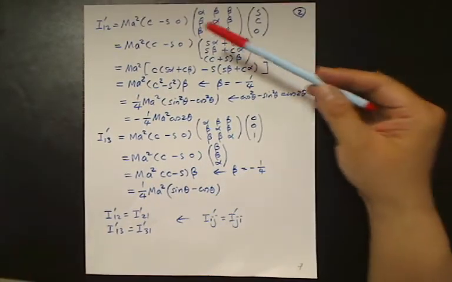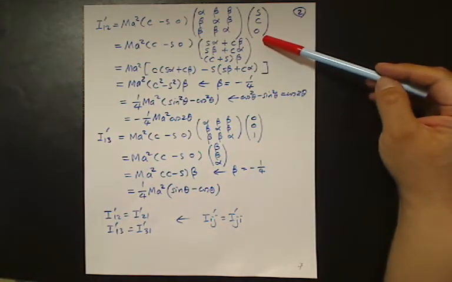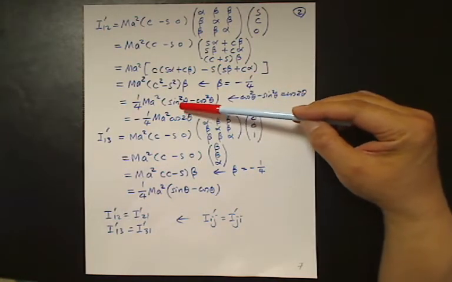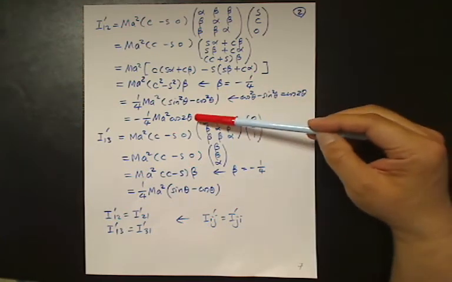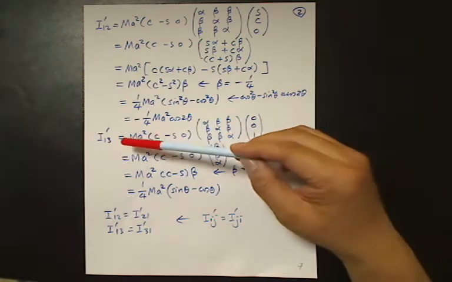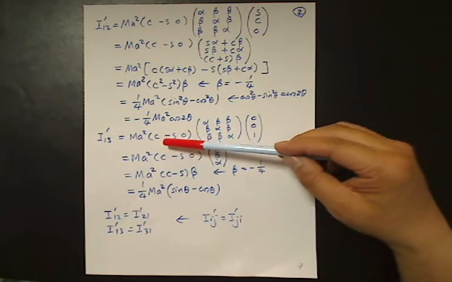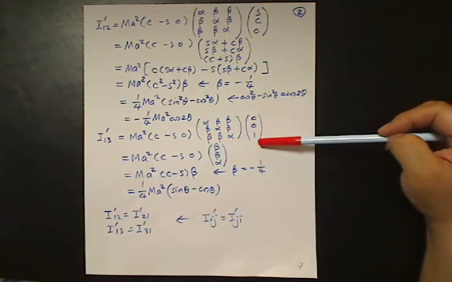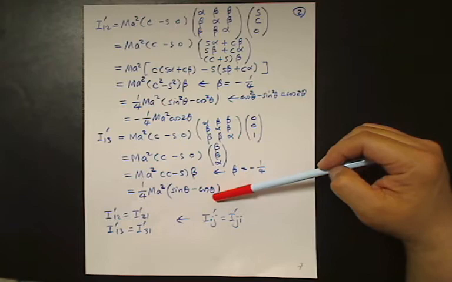The 1 2 element can be computed with the first row of the rotation matrix and the second column of the transpose of the rotation matrix. The final result will be obtained with a sine squared, cosine squared minus sine squared style, that is, a cosine 2 theta dependence appears here. In the calculation of the I prime 1 3 element, we multiply the first row of the rotation matrix and the third column of the transpose of the rotation matrix. The final result will depend on the difference of cosine and sine.